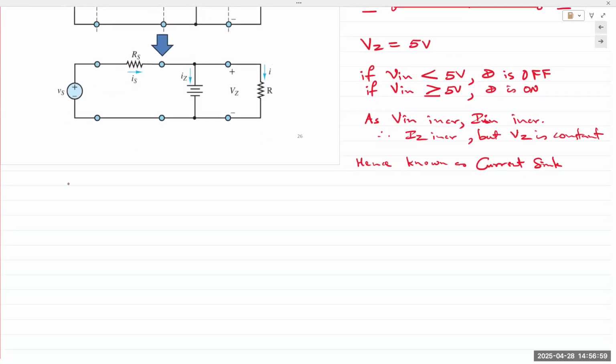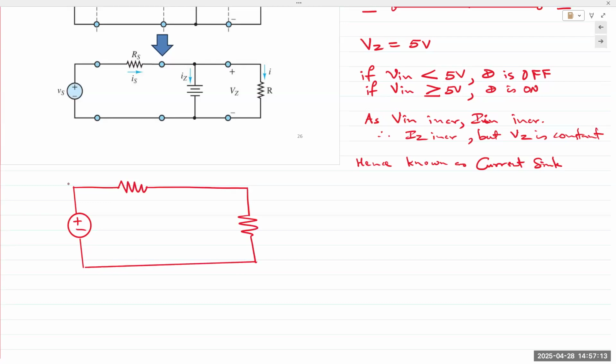For now, let's say we have a voltage source, input on the left, we have a resistor, and now we have the load. This load is R. This is a current limiting resistor known as RS. What kind of circuit do RS and R form?